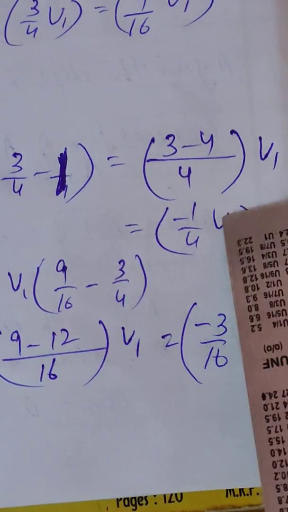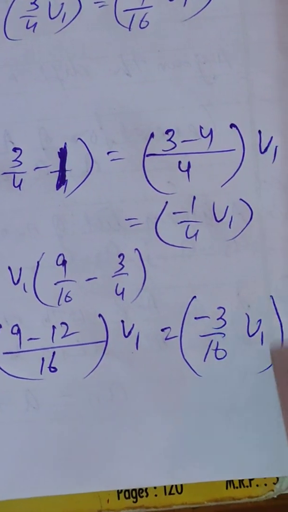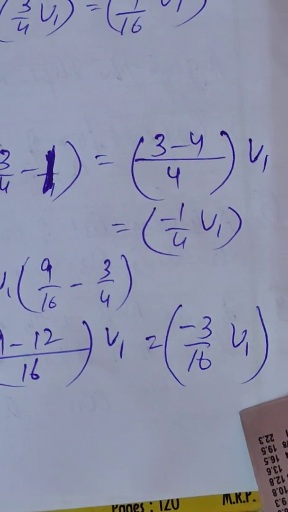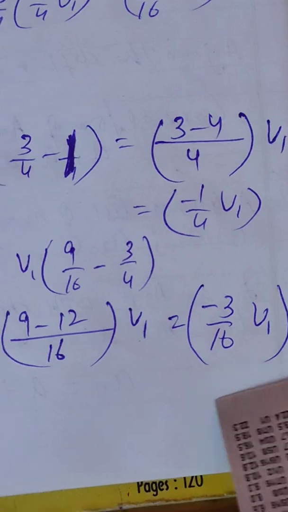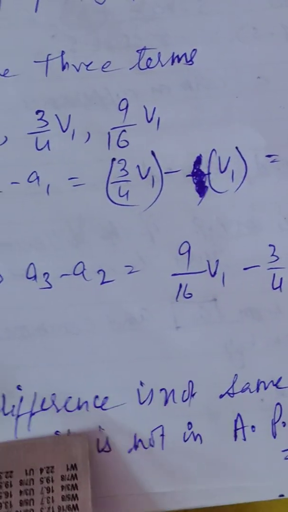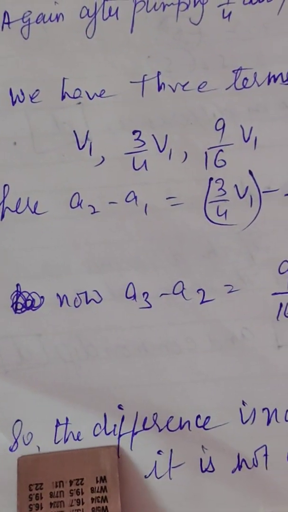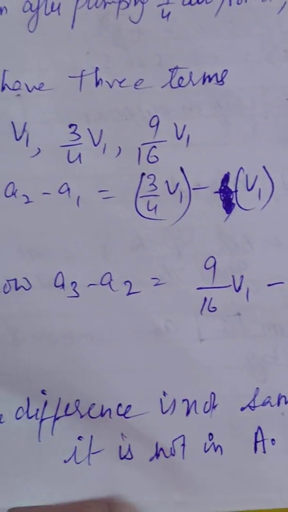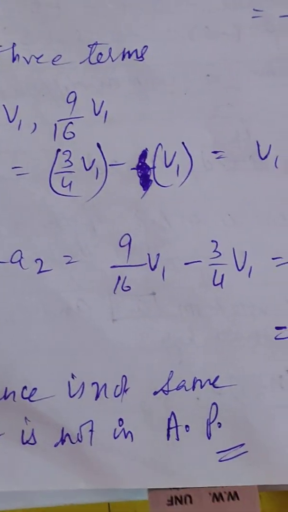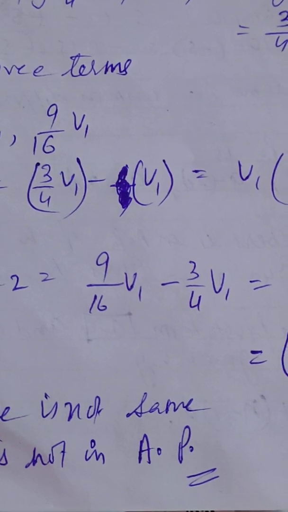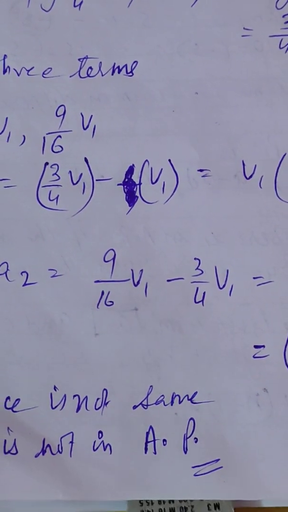Now compare the first and second difference. They are not the same. So what can we conclude? Here the differences are not equal, so this list of numbers will not be in AP. So we can write here, the difference is not the same, therefore this list of numbers is not in AP. So like this we have to decide and give the reason for the questions.